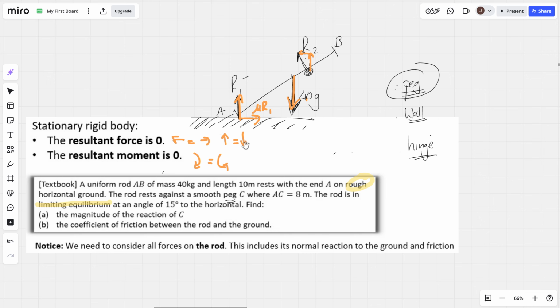We're going to go on to the wall next, and on the wall, the left, right, up, down tends to be a little bit easier, and the moments tend to be a little bit harder.